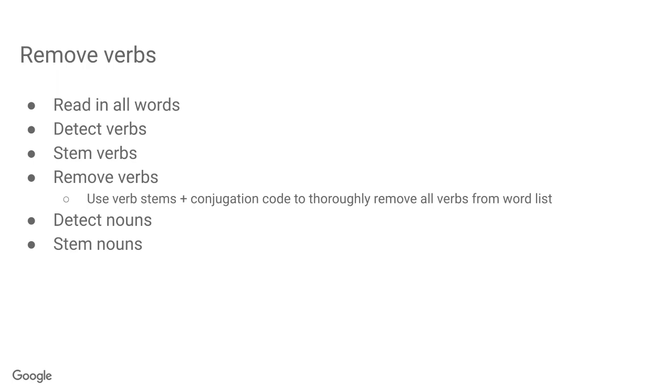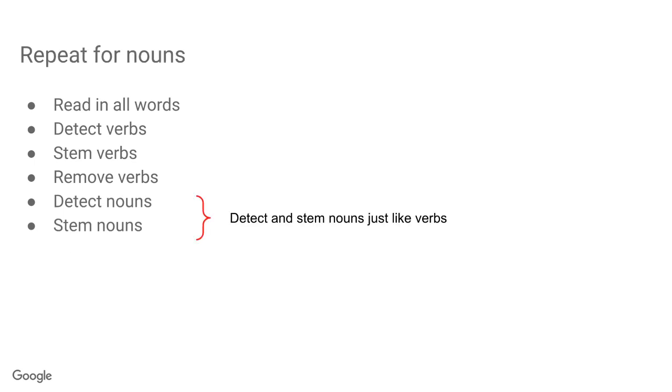Then, once I have a clean set of verb stems, then I can use my rules of conjugation to thoroughly remove all different conjugations of all the forms of the verbs from the original word list. Once I've removed all the verbs, then I can detect and stem the nouns in the same manner.